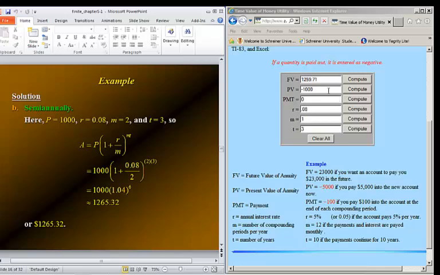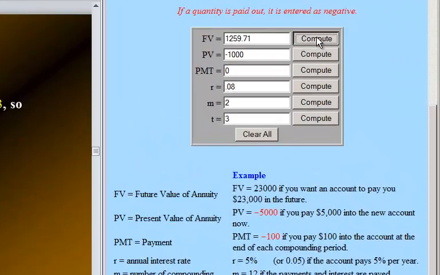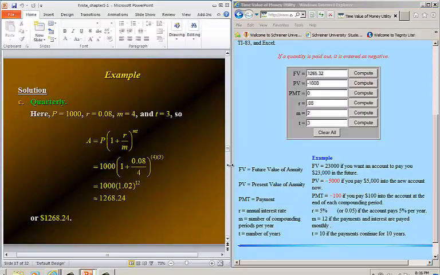Next, semi-annually. Again, the present value is 1,000. The nominal rate is 8% and the time is 3. And so the only thing that changed is M changes from a 1 to a 2 because we will compute it twice a year. Again, we push the compute button and we see that the future value comes up $1,265.32.